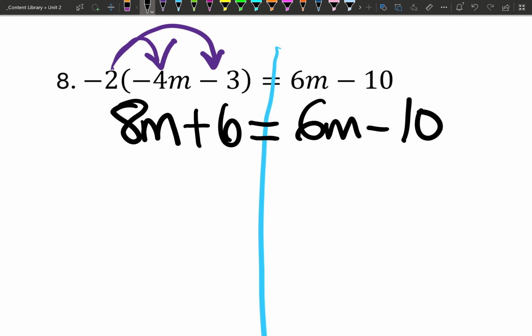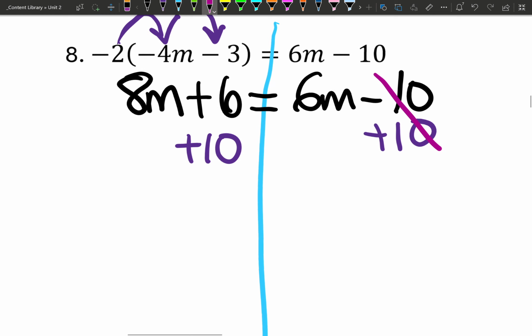It's the last problem. Let's do it not my favorite way. Let's start with something else. Let's start by adding 10 to both sides. I'm going to add 10 to both sides because I'm subtracting 10. So to undo that, I add 10.